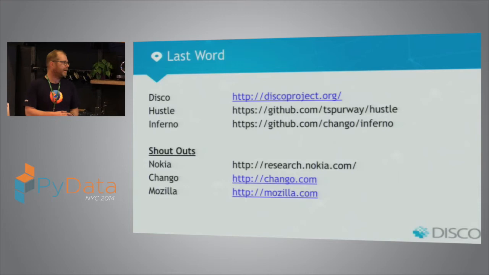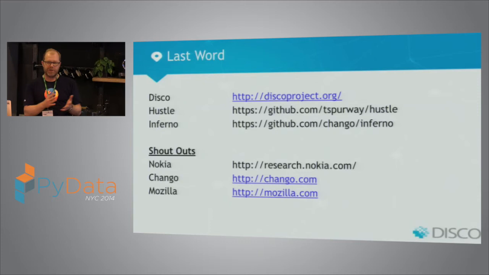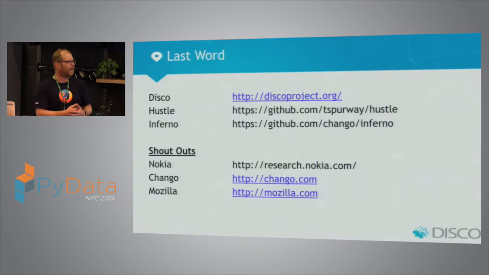For anybody working in the Python world and using Hadoop, you kind of owe it to yourself to check out Disco. It's a mature product. It's well supported. There are lots of companies like Mozilla using it. It's got a rich ecosystem and quite a few contributors, especially people at Nokia, Chango, and Mozilla. Those are the main contributors right now to these projects.